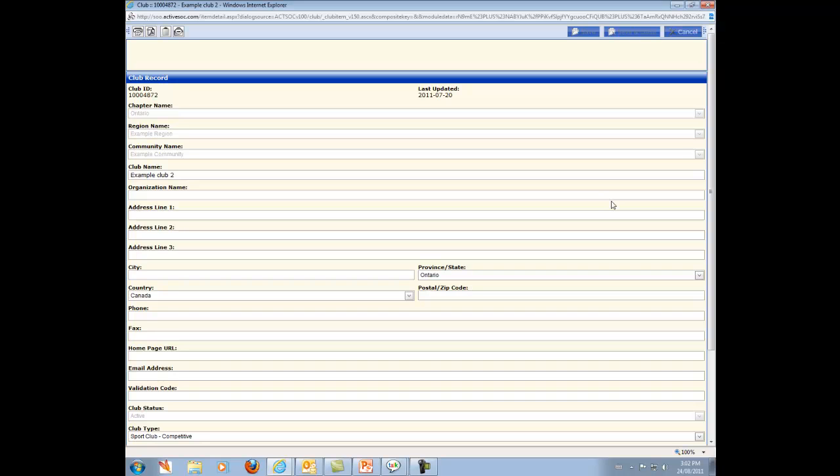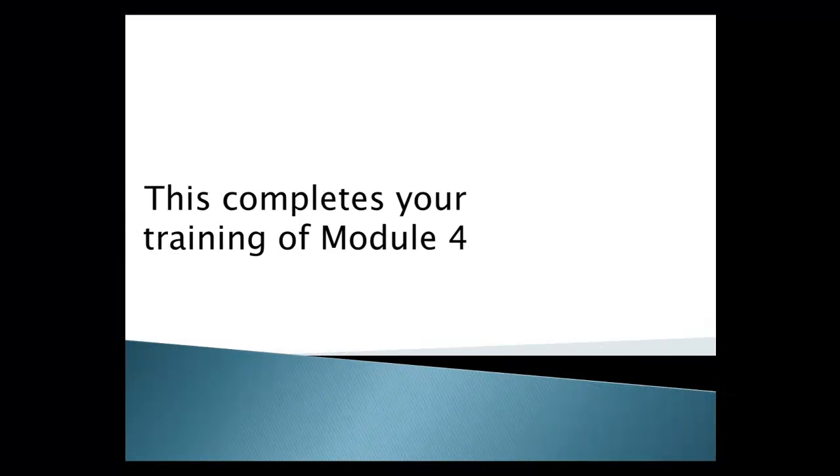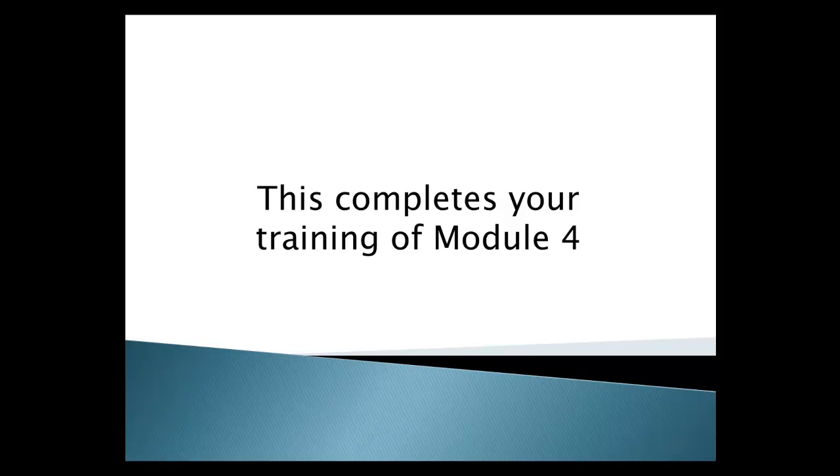If you wish to update the information on the club record, you must submit the new information to your provincial database coordinator to make the changes. This completes your training for Module 4. You'll be required to complete a short quiz within the Learning Management System before proceeding on to Module 5.